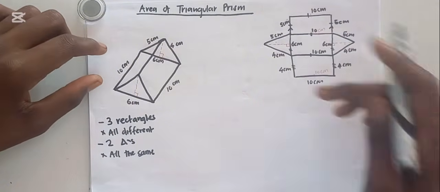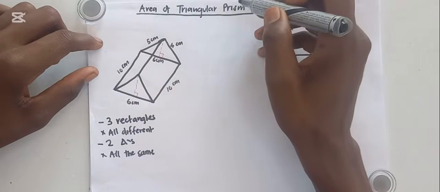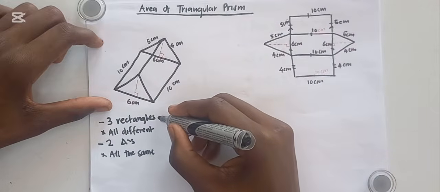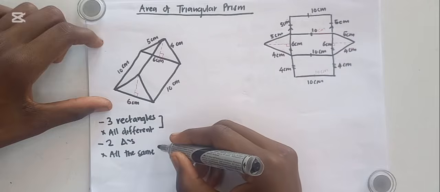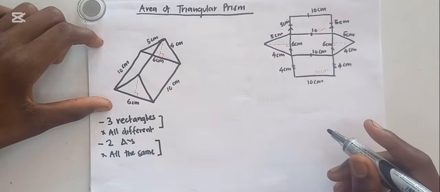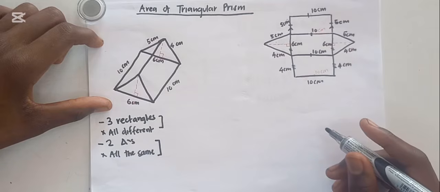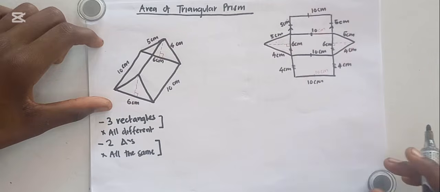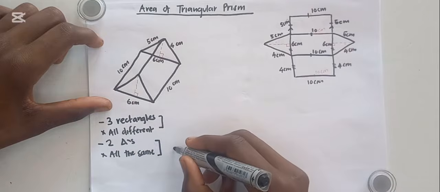So in order for us to find the area of a triangular prism, we have to find the area of these three rectangles, and we find the area of these two triangles, and we add them together. We're going to find our total surface area of the triangular prism. So let me just write it down here.